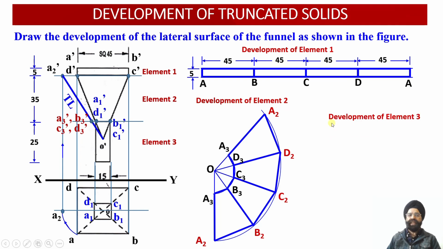Now let us proceed with the development of the element number 3. So we know that the element number 3 is again a square prism having edge of the base equal to 15 millimeter and axis height equal to 25 millimeter. So using parallel line development method, now we are going to proceed to evaluate the development of the lateral surface of the square prism. So we know that the maximum distance between the top face and the bottom face of the square prism happens to be 25 millimeter. So now two projector lines we have drawn parallel to each other at a distance of 25 millimeter over here.